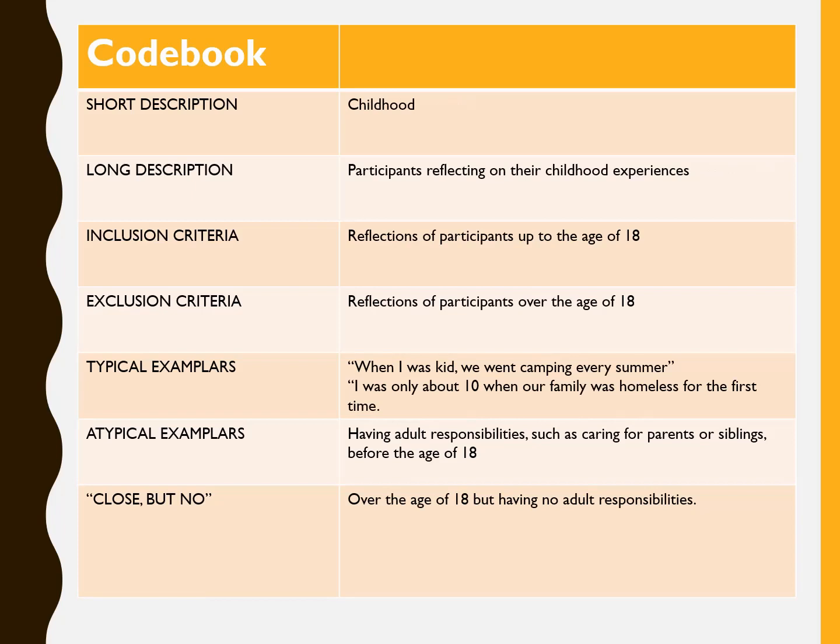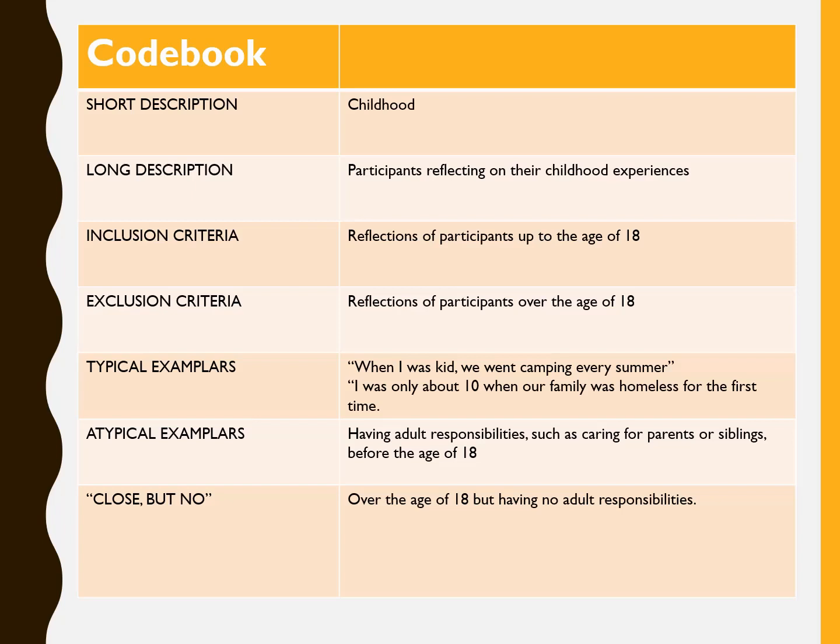Here's an example of a code book that I filled in a bit. I've got childhood as my short description or my title. My long description is participants reflecting on their childhood experiences. In are reflections of participants up to the age of 18, and out is reflections of participants over the age of 18. And examples: when I was a kid, we went camping every summer. I was only about 10 when our family was homeless for the first time. So there are some examples of what would be going into that code book.